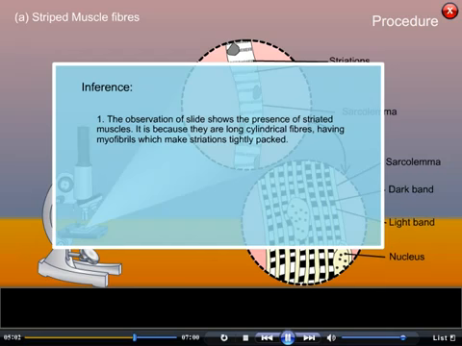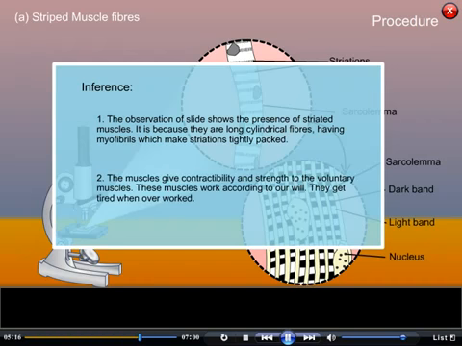Inference. The observation of the slide shows the presence of striated muscles. It is because they are long cylindrical fibers having myofibrils which make striations tightly packed. The muscles give contractility and strength to the voluntary muscle. These muscles work according to our will. They get tired when overworked.